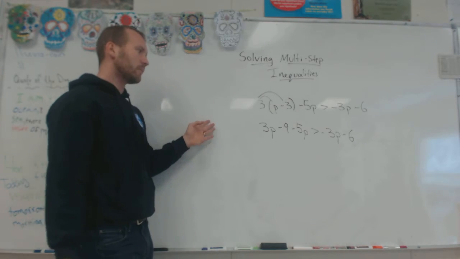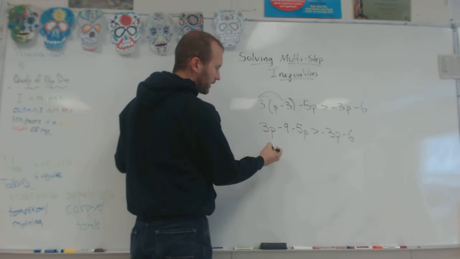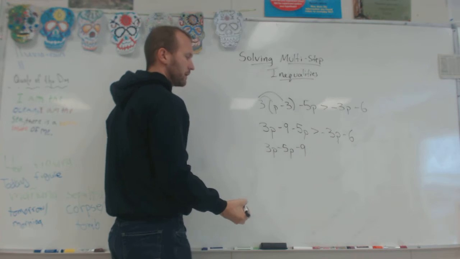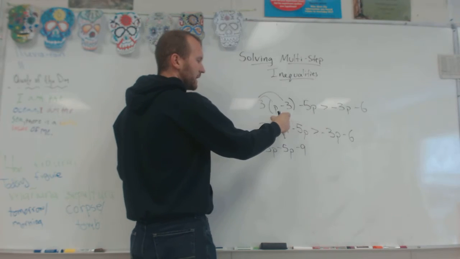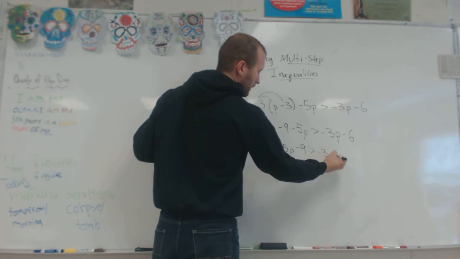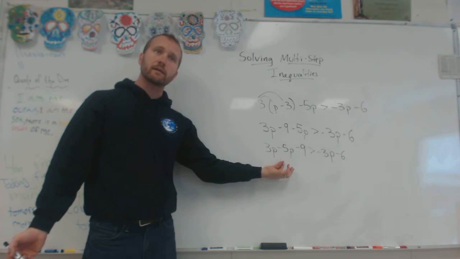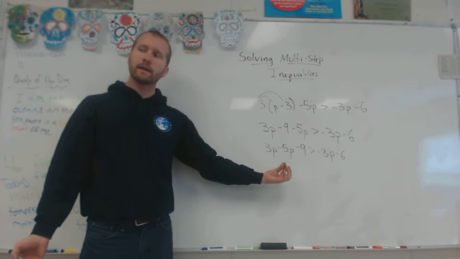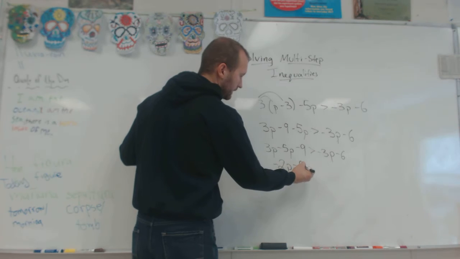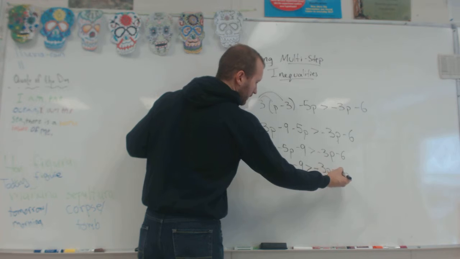Okay? I'm still just looking at this side. How can I simplify that? Oh, commutative property. 3p minus 5p minus 9. So I moved the whole plus negative 5p over here and the plus negative 9 over there. Do that, and that's going to let me combine these two terms finally. So what is 3p minus 5p? Negative 2p. Minus 9 is greater than negative 3p minus 6.